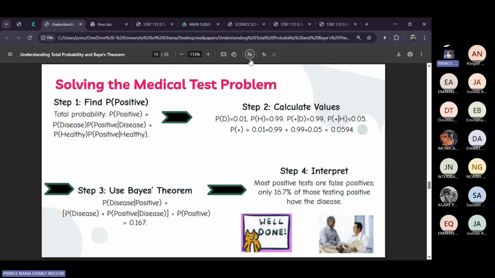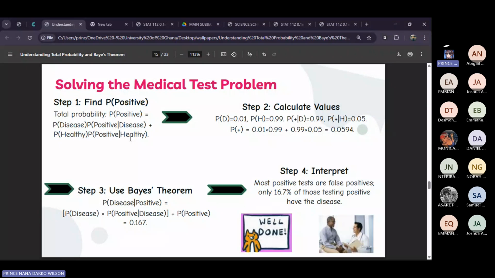So we start. So it says we first find the probability that is positive. Since the total sample space is the probability that is positive, then we have to find that probability first. Now, that total probability of being positive is equal to probability of having the disease and testing positive, plus probability of not having the disease. That's the probability you are healthy and testing positive, even though you are healthy.